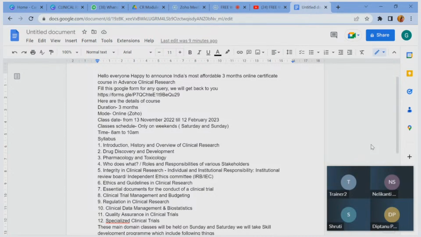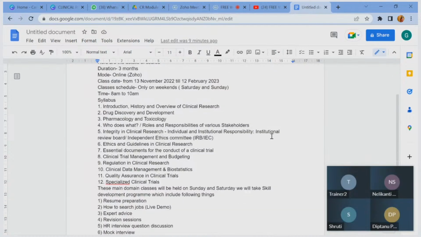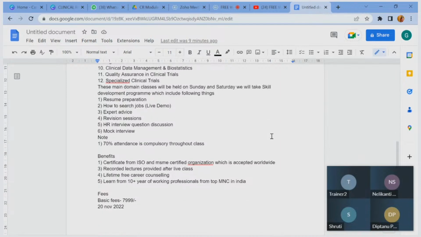So this course will start after one week only, on the 20th of November. Admission will be open only till the 19th of November, and the classes will be on Saturday and Sunday, with class timing from 8 a.m. to 10 a.m. Most importantly, this organization is ISO certified and MSME certified, so this is valid all over the world.